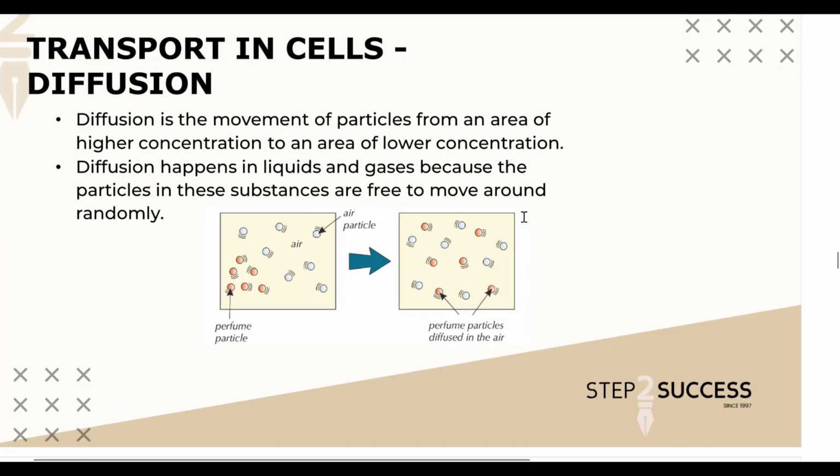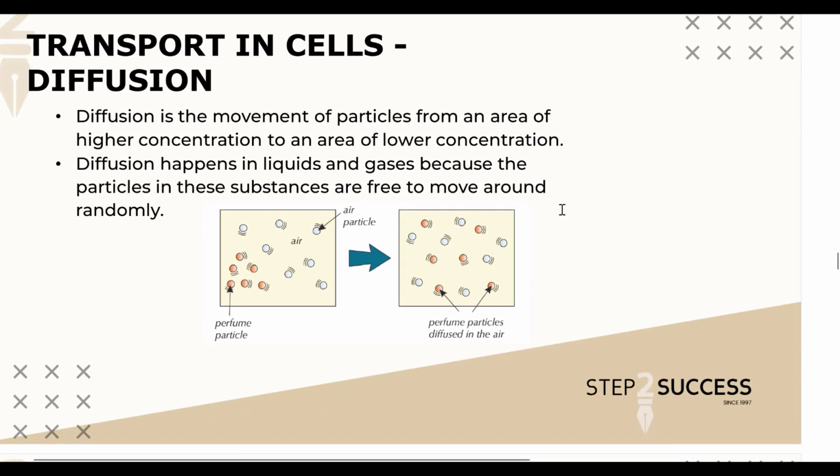We now move on to talking about transport in cells. These three things that we are about to talk about, diffusion, osmosis and active transport, are very important to understand because they underpin a lot of what goes on inside cells, plant cells and animal cells. So we'll start with diffusion.